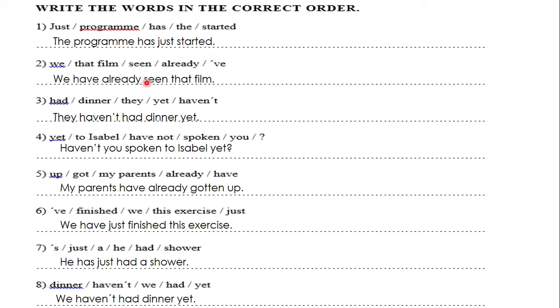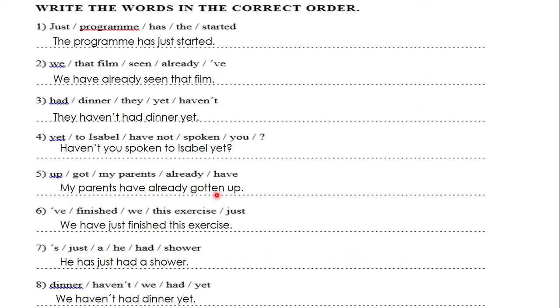We have already seen that film. Already comes between the auxiliary have or has and the past participle of the verb. They haven't had dinner yet. Yet comes at the end of the negative sentence or a question. Haven't you spoken to Isabel yet? You have also negative questions. So you can start a question with haven't or hasn't, followed by the subject and the past participle of the verb. And this is a question too, so yet comes at the end of questions.